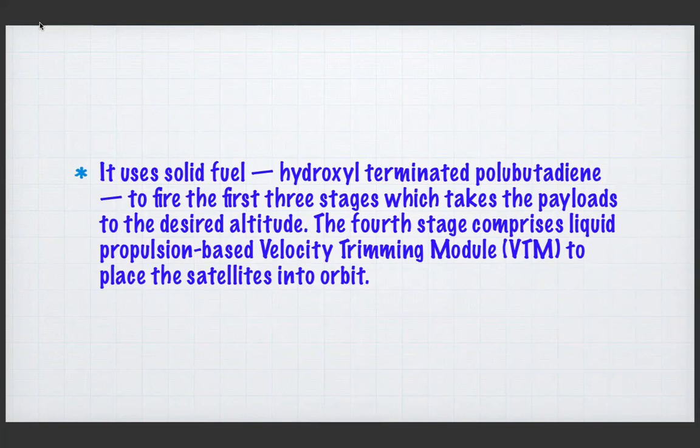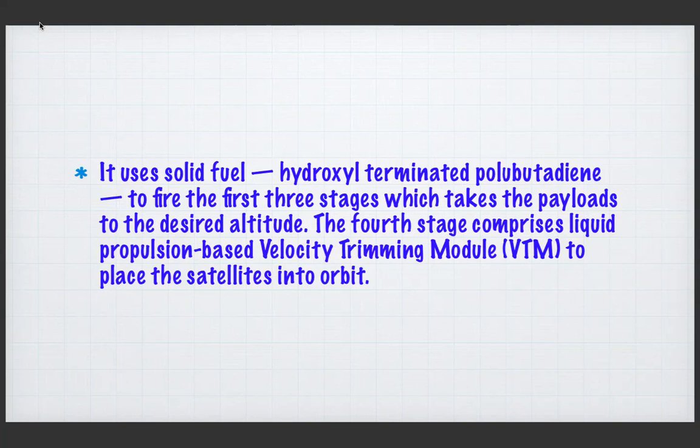So what is the fuel used? It is a launching vehicle with 3 stages. In all the 3 stages, we'll be using the fuel called HTPB, hydroxyl terminated polybutadiene, which is a solid fuel. First stage, solid fuel, HTPB. Second stage, solid fuel, HTPB. Third stage, solid fuel, HTPB. The first 3 stages take the payload to the desired altitudes.